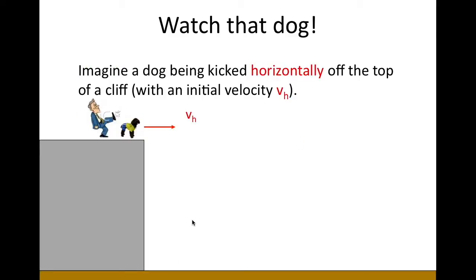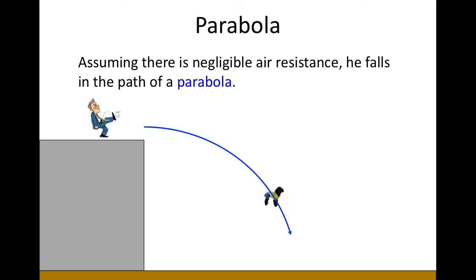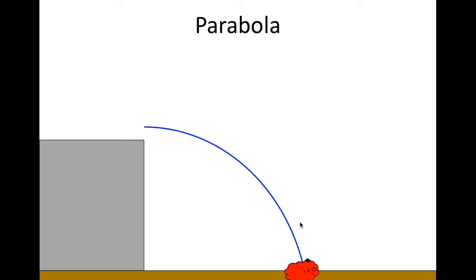Imagine that you were kicking a dog horizontally off the cliff. So horizontally, it would go this direction with an initial velocity of v sub h, and the h stands for horizontal. Assuming that there is no air resistance, so negligible just means very little, enough to just ignore, he falls in a path of a parabola. So notice that he goes down in this curve, until, of course, he splats.